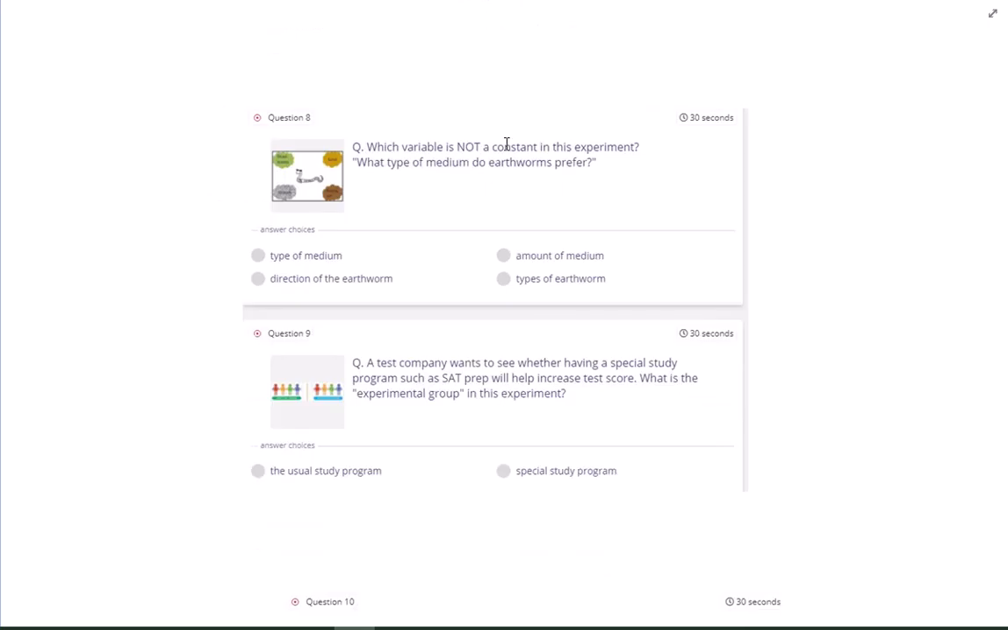Now, for this one, question 8, which variable is not a constant? So what thing is not going to change? Well, the types of earthworm, you would keep that the same. The amount of the different mediums, you would keep that the same. The type of medium, that would change, but that is the independent variable. But this one, the direction of the earthworm, the direction that it goes, that is not a constant. So this one is the answer, the direction of the earthworm.